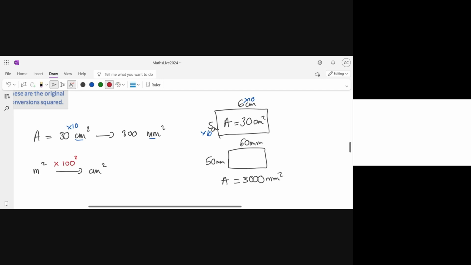Am I making sense? Can you guys give me a thumbs up? Are we understanding the dynamic here? So if I am converting from something squared to something else squared, I must also square the conversion. Let me ask you guys a question. If I am converting from centimeters cubed to millimeters cubed, what would I have to multiply by to get from centimeters cubed to millimeters cubed?